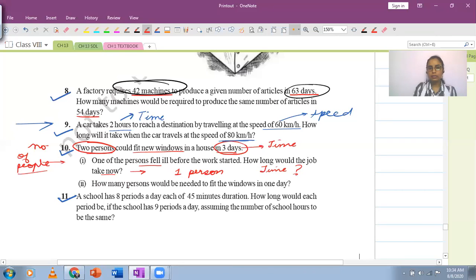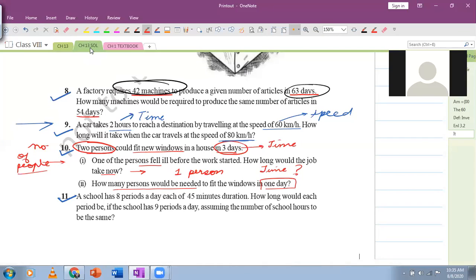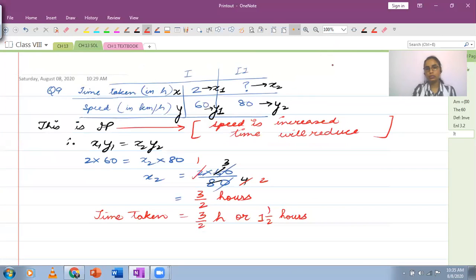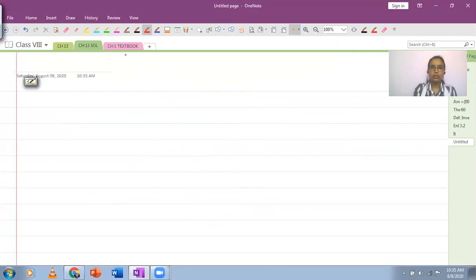And then in the second case they are saying how many persons would be needed to fit the window in 1 day. अगर हमें काम 3 days की बजाय 1 day में finish करना हो तो हमें क्या करना पड़ेगा? How many people do we need to hire? We will need more people, right? Once you understand what type of proportion this is, then you can start solving it.